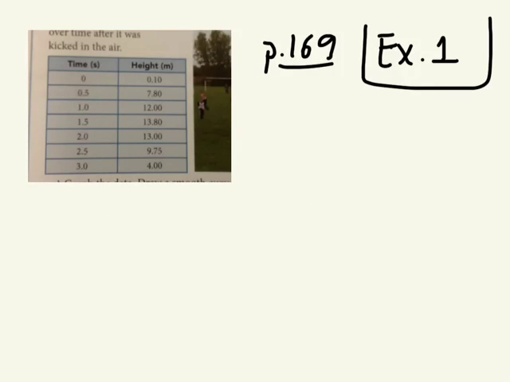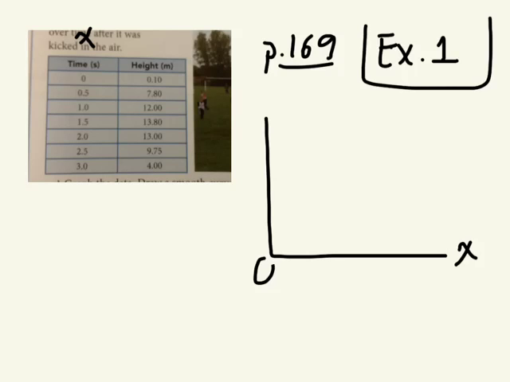Okay, so this table is describing a soccer ball's height above the ground after it's kicked. And we're going to be graphing this. So how would you set up the graph? Would time be the x or y axis? Good. Okay, this is our independent variable. So we're looking at, over time, the height of the ball.